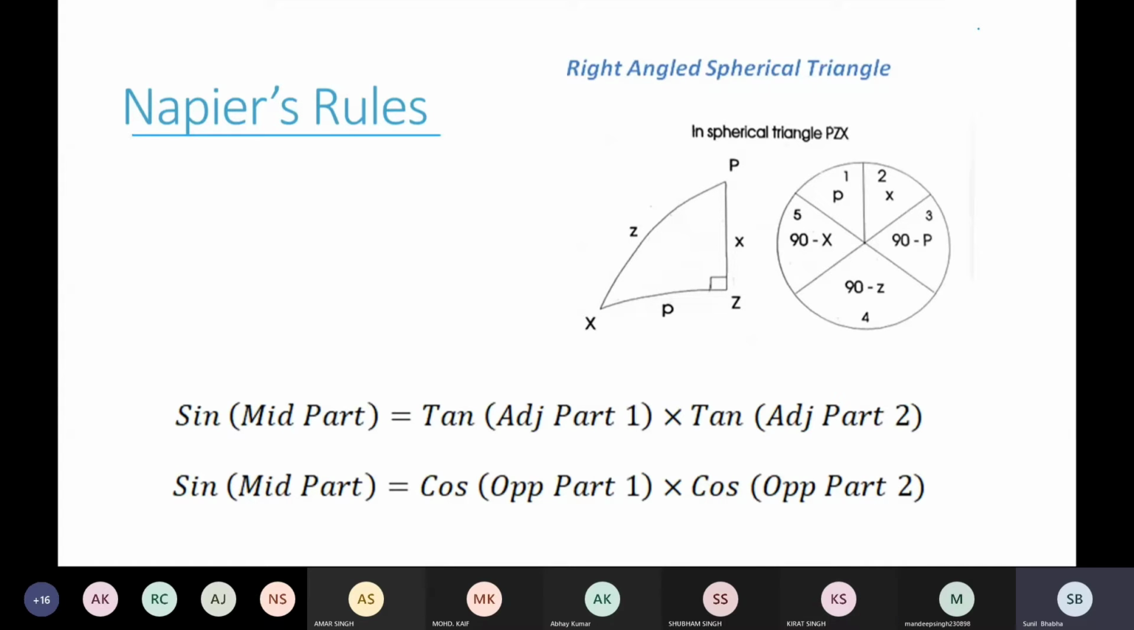Now, what does Napier's rule say? Napier's rule tells us that in any special spherical triangle, meaning having a 90-degree part, that is the speciality, if you know any two things other than the 90-degree part, in that triangle, it could be two sides, it could be two angles, it could be one side and one angle, it can be anything. So if any two parts of the triangle are known to you, by using Napier's rule, you can find everything else in that triangle.